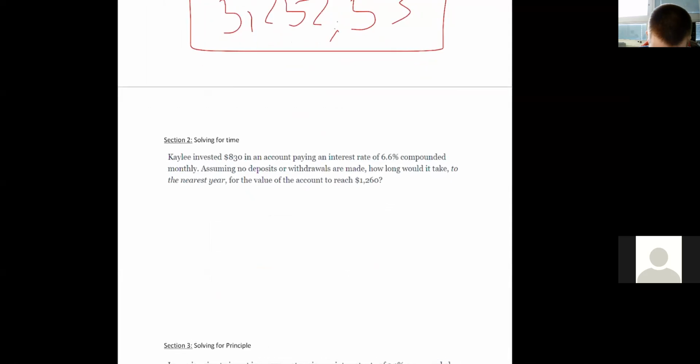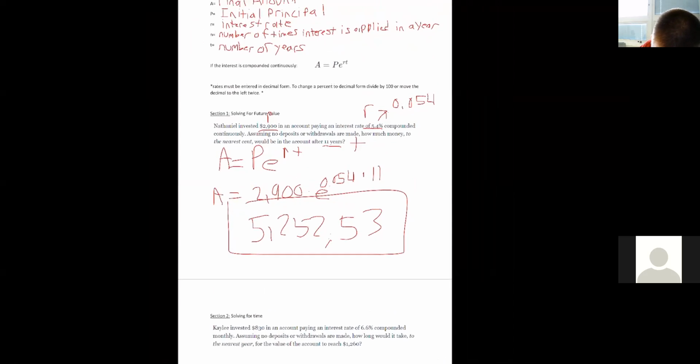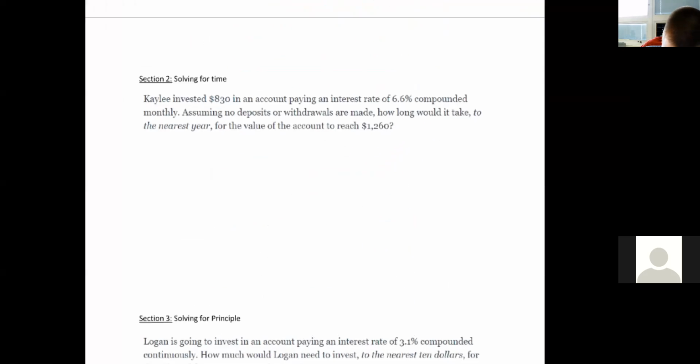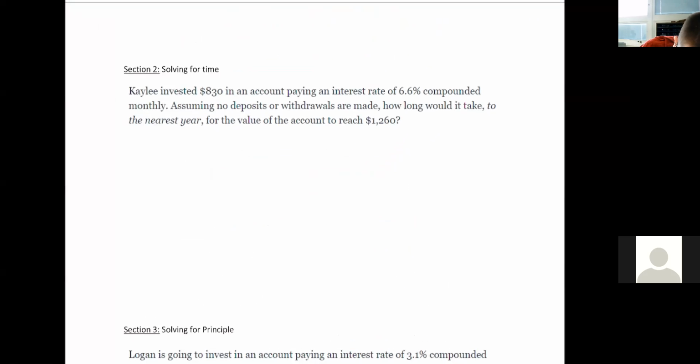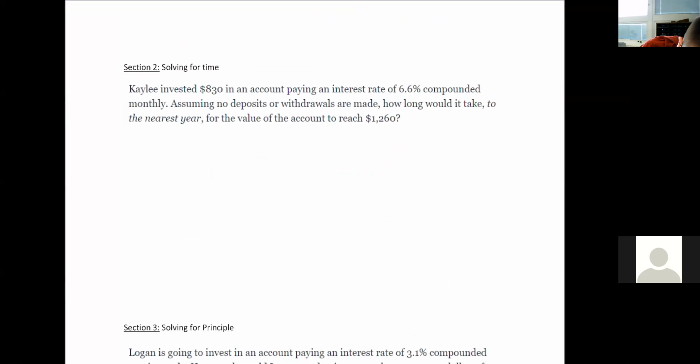So this one, we're going to be solving for time, and it says Kaylee invested $830. That's compounded monthly. So since it's compounded monthly, we're going to use this top formula. I'm just going to rewrite the formula so we have it handy: A equals our principal times 1 plus R over N, up to the NT power. So 830 is your principal. That's how much you put in. Our interest rate, I'm just going to change that to decimal form.